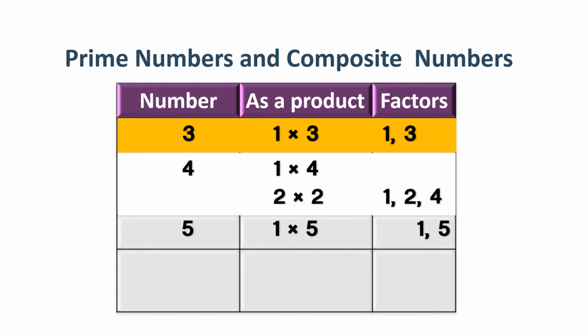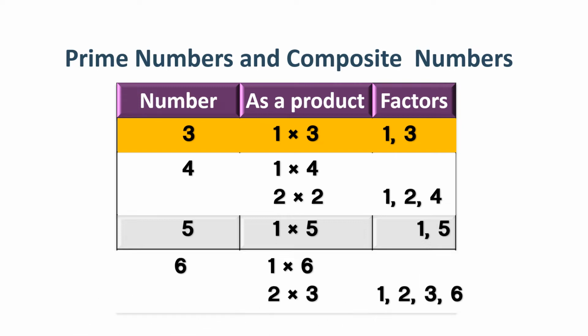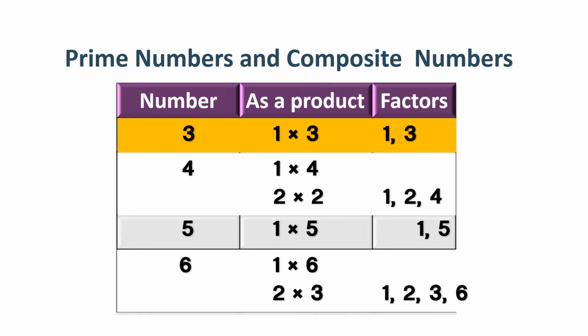Then let's consider 5. 5 can be written as 1 multiplied by 5. Therefore, we have got 2 factors for 5. Those are 1 and 5. Next, we'll get 6. 6 can be written as 1 multiplied by 6 or else 2 multiplied by 3. Therefore, we can have 4 factors for 6. Those are 1, 2, 3 and 6.